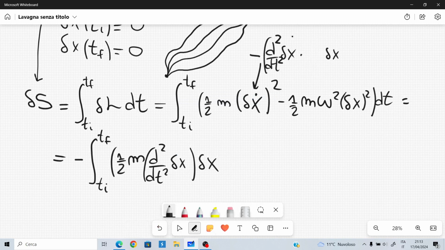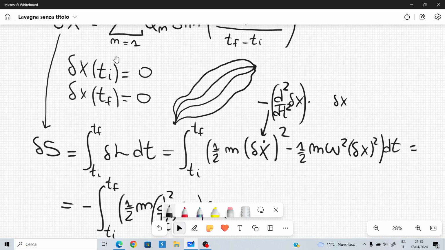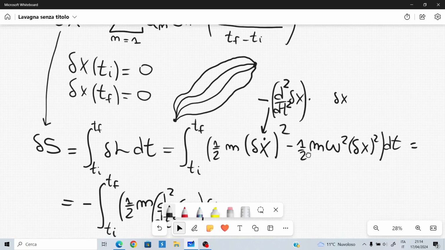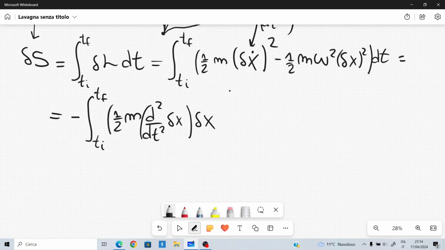So you can write the term like this, because you can also show that you have a boundary term that vanishes when you integrate by parts. And it is due to this choice. So we have chosen delta x such that it is 0 at the boundary. So due to this property of delta x, well, it's easy to see that the action, once you integrate by parts, can be written like this. So you have this term plus 1/2 m omega squared delta x squared dt.